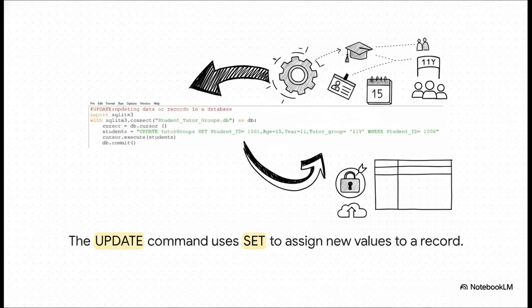The command for this is, you guessed it, UPDATE. The structure is pretty similar to what we just saw. UPDATE tutor_groups tells it which table to work on. The new keyword here is SET. This is where we lay out exactly which fields we want to change and what their new values should be. And just like with delete, that WHERE clause is our laser-guided targeting system. It makes sure we only change the one record we actually mean to change, in this case, the student with ID 1006.